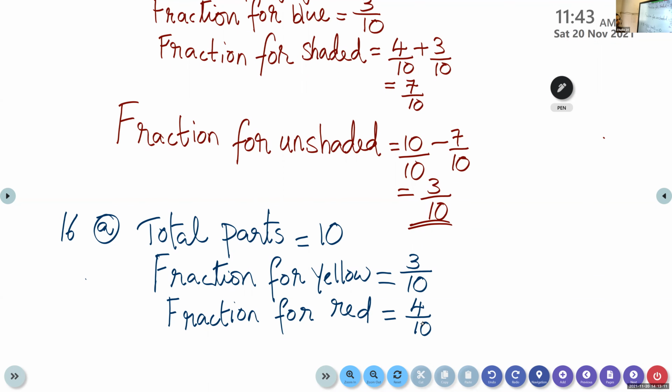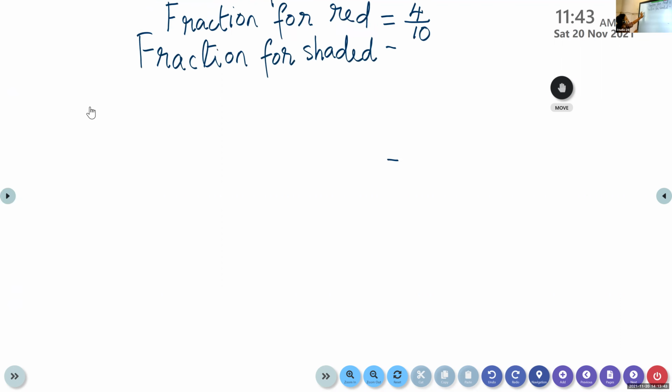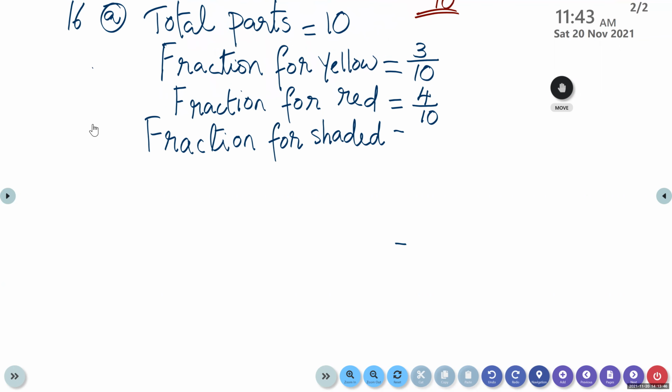Now, Andrea, what will we write as the next step? We have to find the fraction for shaded. Okay, shaded. Fraction for shaded means we have to use addition. So which colors are there? We have to write here 3 by 10 plus 4 by 10.